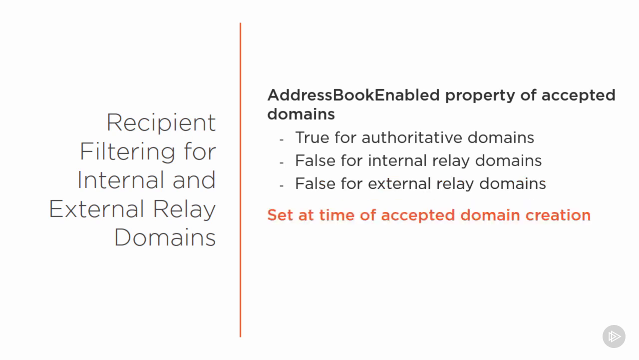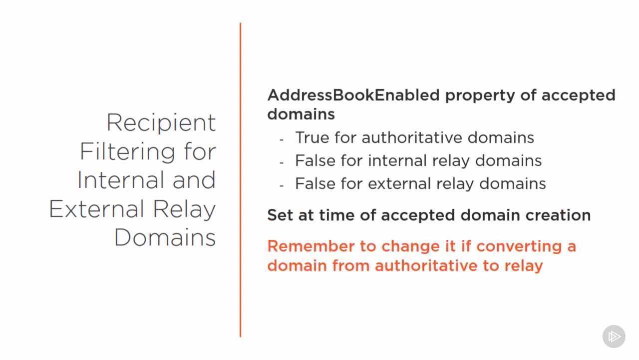The address book enabled property is set at the time the accepted domain is created. If you create an accepted domain as authoritative, address book enabled will be set to true, which means if you later change an authoritative domain to an internal or external relay domain, you should remember to set the address book enabled property to false to prevent recipient filtering from making the wrong decisions.